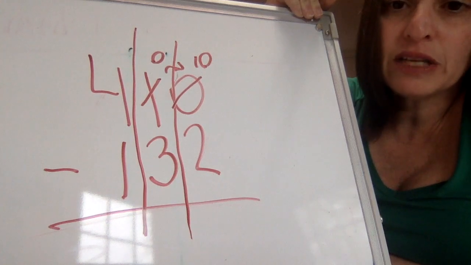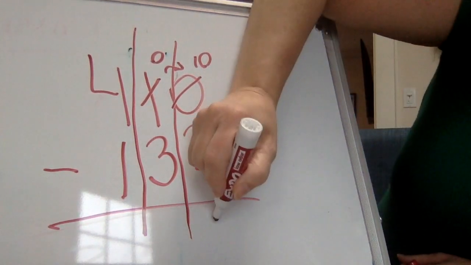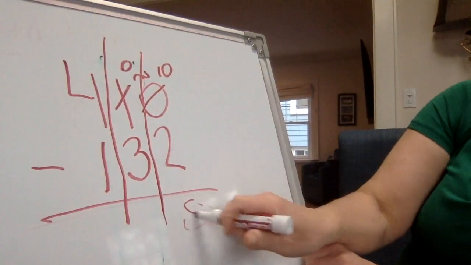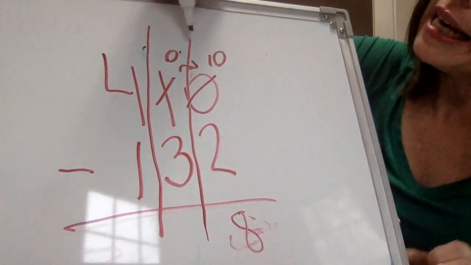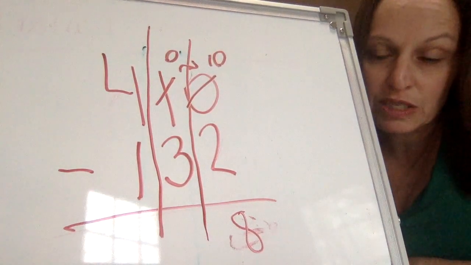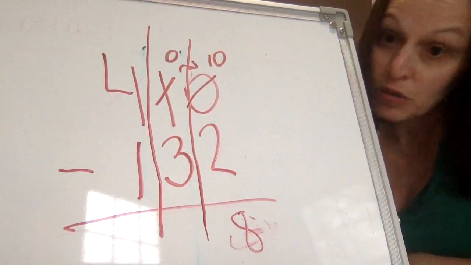Do I know how to do 10 minus 2? Of course I do. It's 8. Ugh, sorry, I'm trying to write upside down. Okay. And now I can move to my tens. 0 minus 3. Do I know how to do 0 minus 3? No, I do not. So what do?